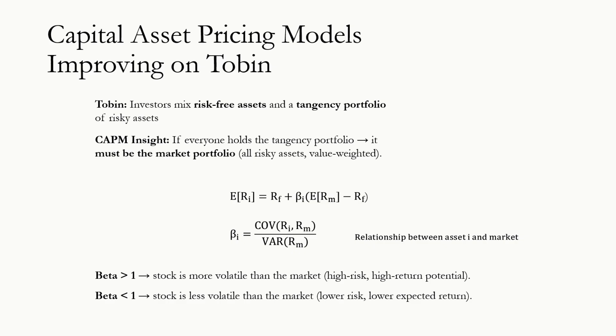And this beta, basically, there are some heuristics that arise from it. If beta is greater than 1, the stock is more volatile than the market. That's high risk, high return potential. And then if beta is less than 1, the stock is less volatile than the market. It's lower risk and lower expected return.